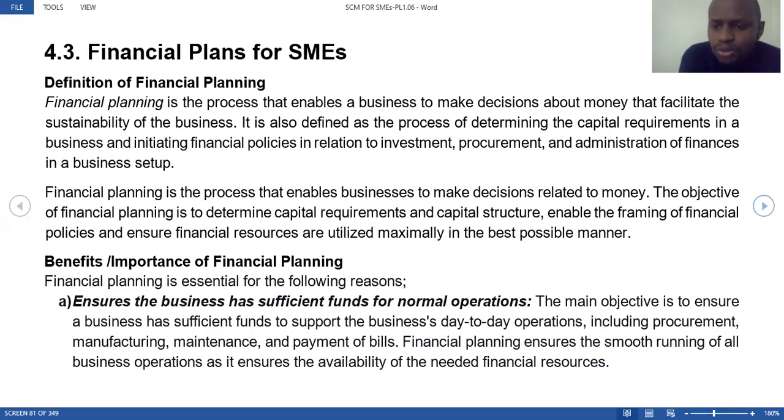transactions or business operations. So what are the benefits of financial planning? One of the benefits is that it ensures the business has sufficient funds for normal operation. So you'll be able to understand how much you have, how much you are setting aside for business operation on a day-to-day basis, and how much you are going to sacrifice in long-term investment. So once you know that, then it becomes easy for you to operate the business.